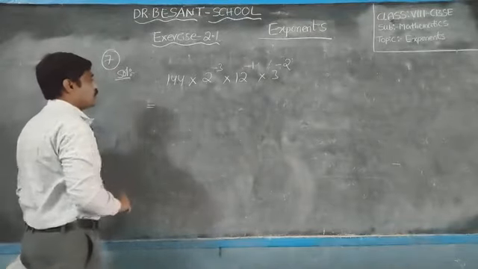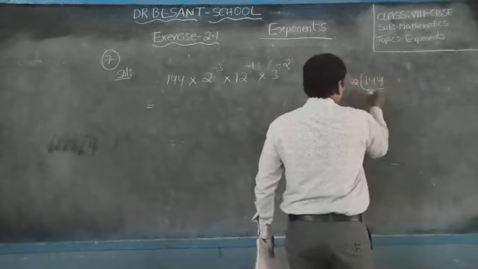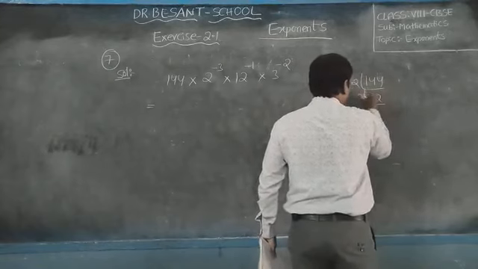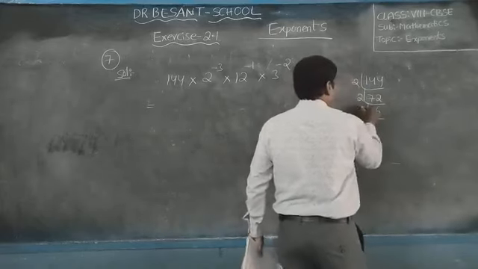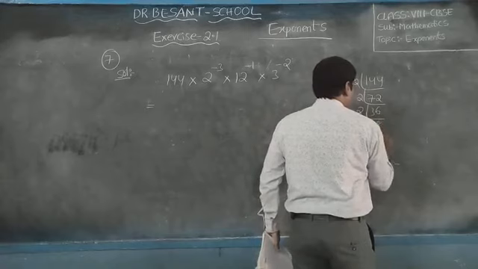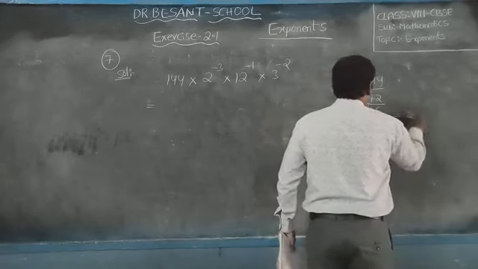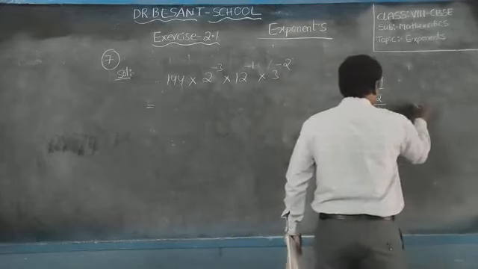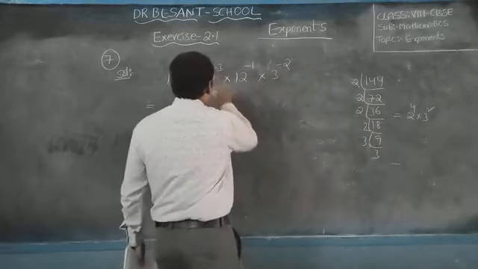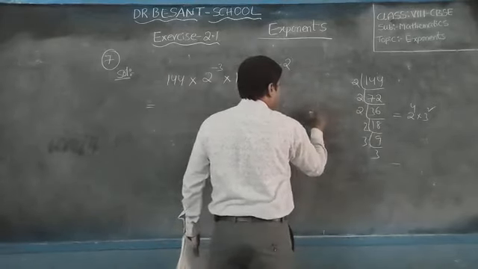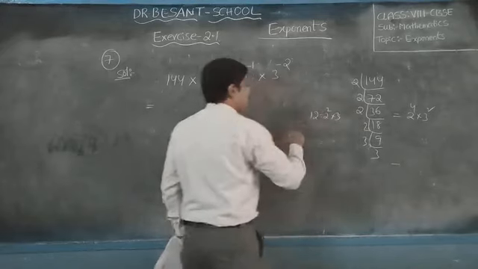That is equal to, see, we know that 144: 2 sevens are 14, 2 twos are 2, 36, 2 eighteens, 2 nines, 3 threes. So that is equal to 2 power 4 into 3 square. Next, 12 is equal to 2 square into 3. 4 threes are 12.